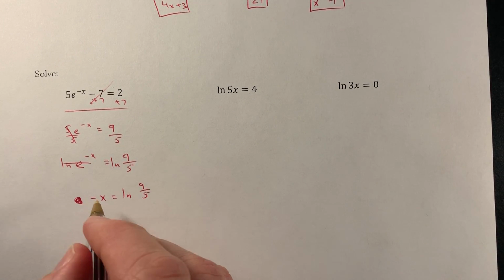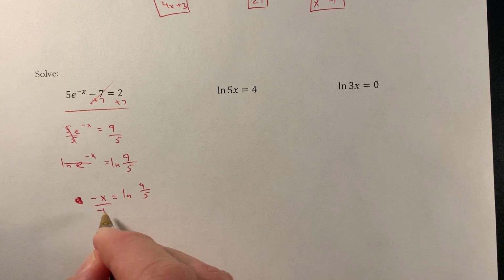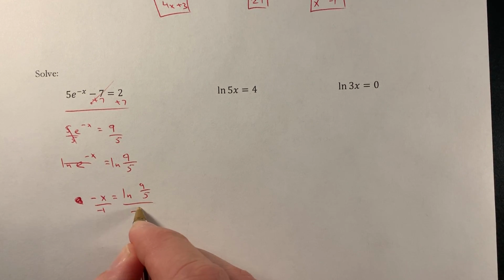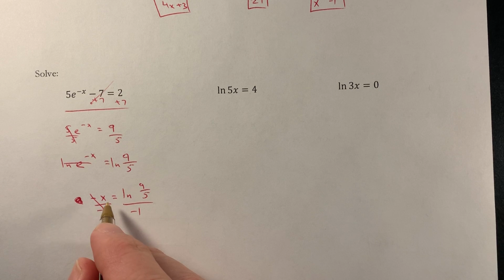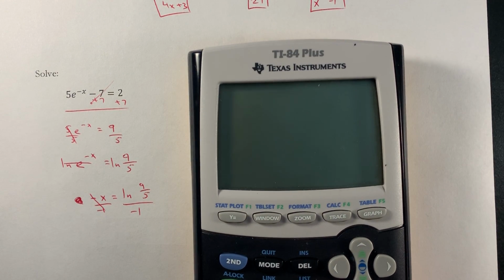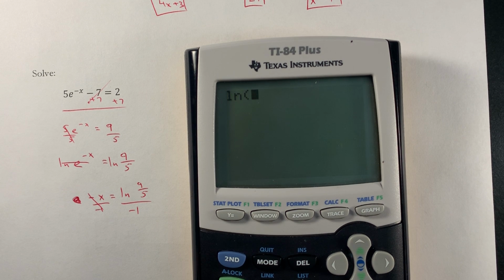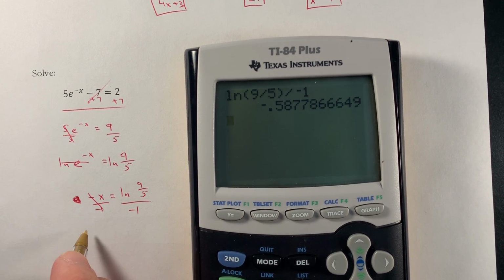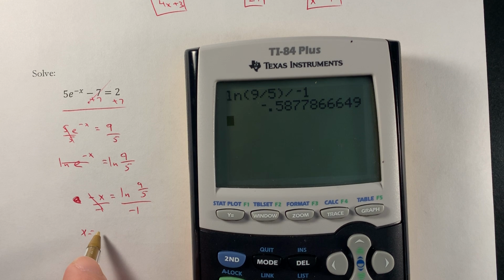Okay, then to get x by itself, I'm going to divide by negative 1. So I get x equals natural log 9/5 divided by negative 1. Okay, so natural log 9 over 5 divided by negative 1. So I get x equals negative 0.5878.